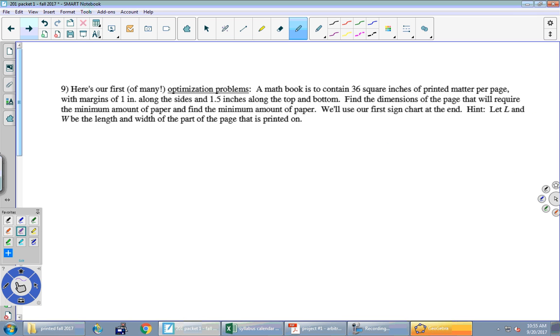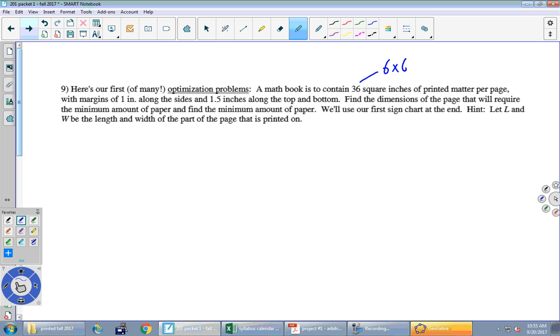Okay, and on the next page, let's tackle a word problem. A math book is to contain 36 square inches of printed matter per page with margins of 1 inch along the sides and 1.5 inches along the top and the bottom. All right, so before we jump in, give me some dimensions that would give me 36 square inches for my rectangle.